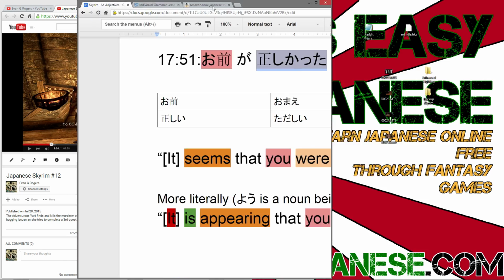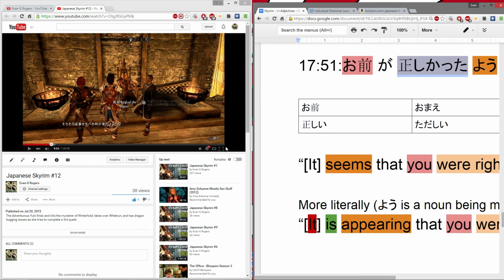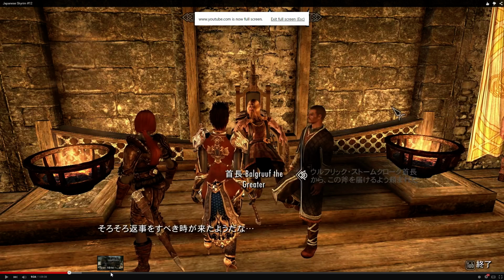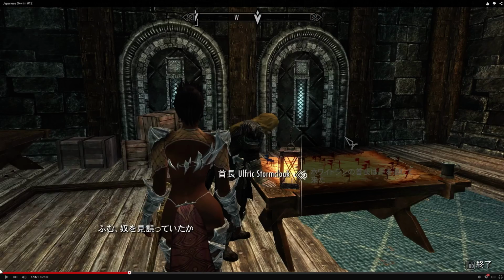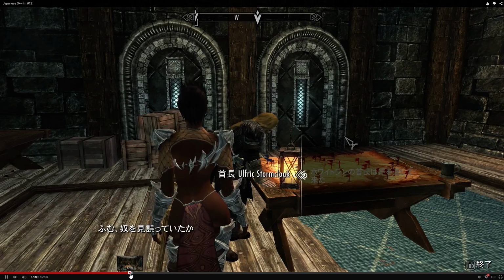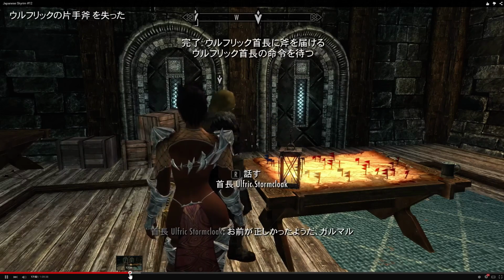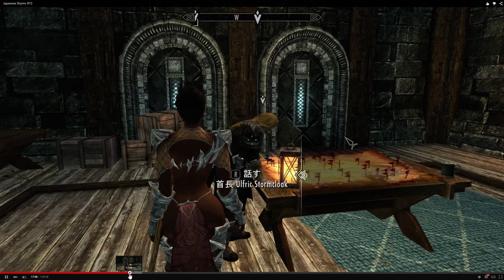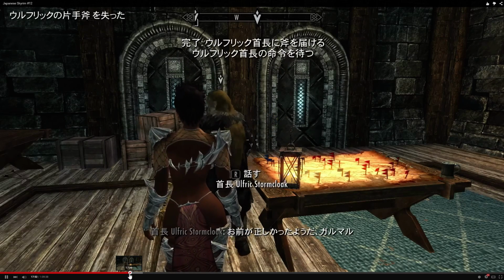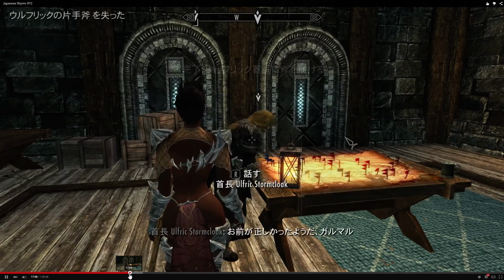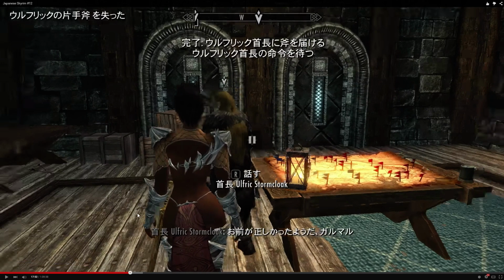Oh, actually, we have to listen to this one. 1751. Get ready for the herein. 1751. Hadooba dooba 1751. Hadooba dooba 1751. There it was. Did you hear it? Here it comes. There it was. I hope you were able to hear it.